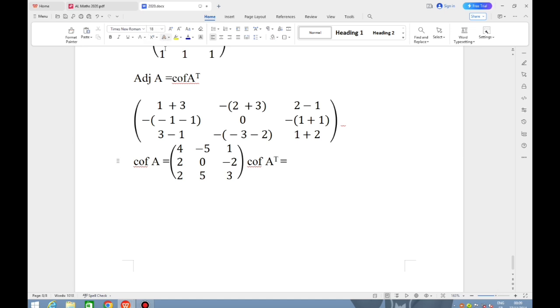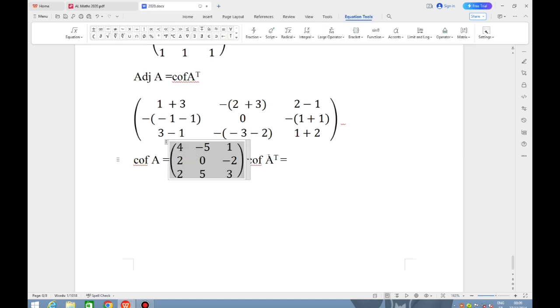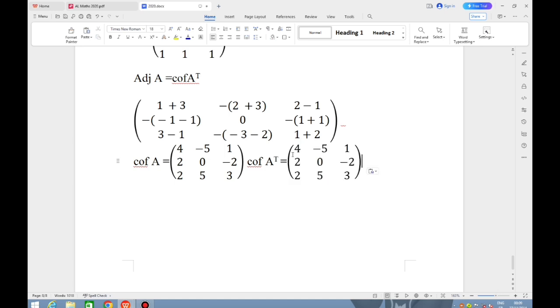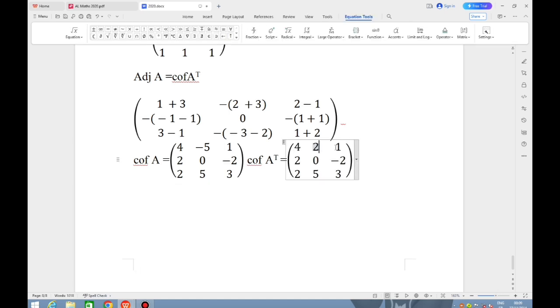Let's copy this, Ctrl C, Ctrl V. So here negative 5 is going to be replaced by 2, and 2 is going to replace 2. That's just taking this column and putting it as a row. That's transforming columns to rows and rows to columns.